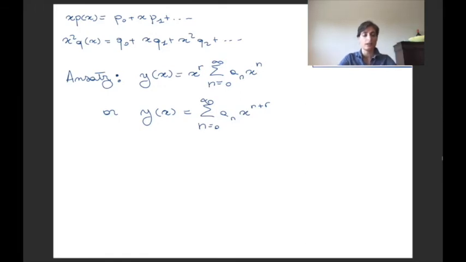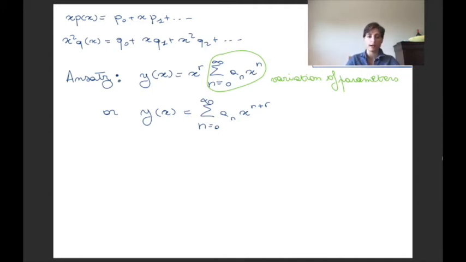And by a sort of variation of parameters, we take as ansatz, as a guess for our solution, that y(x) is equal to x to the power r times a power series. And we want to solve for the power series.